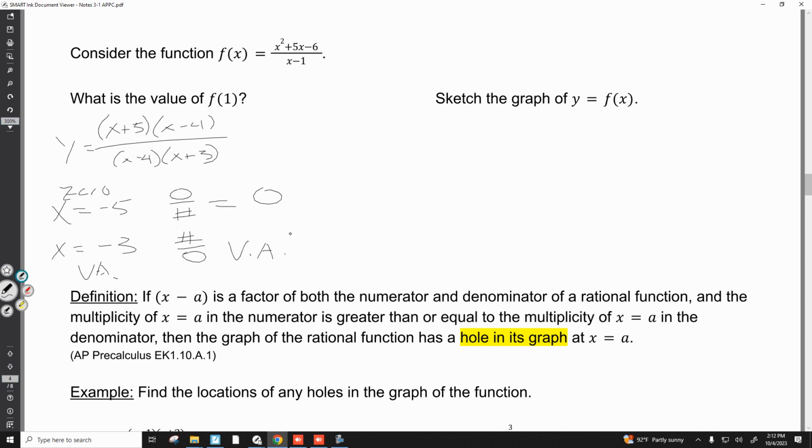There you go. Vertical asymptote. Cool. All right. Now, if I plugged in 4, I'm going to get 0 over 0.